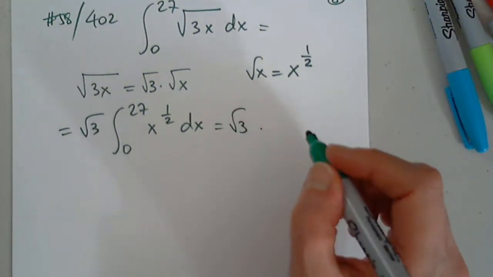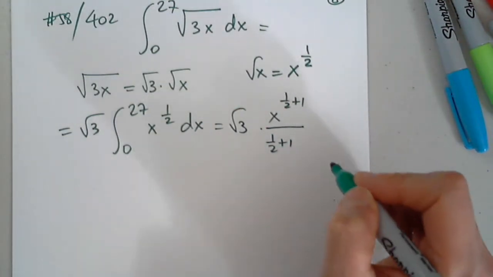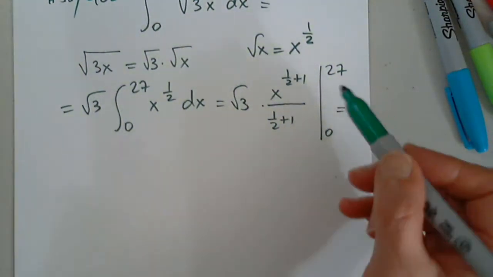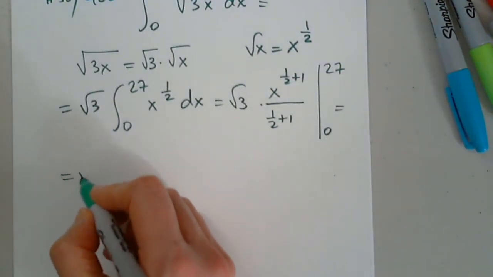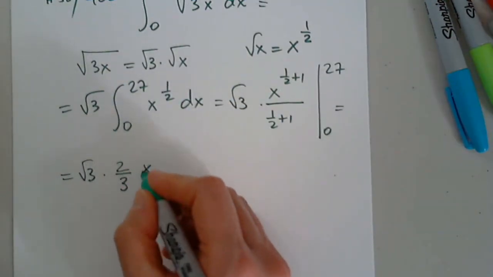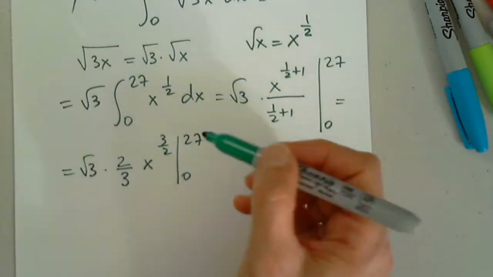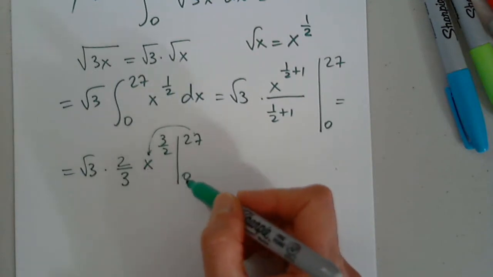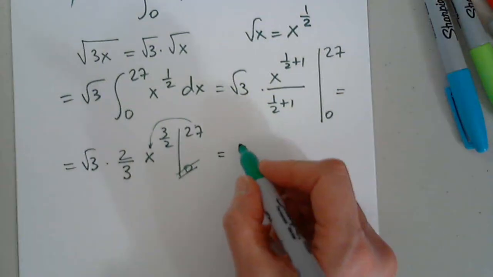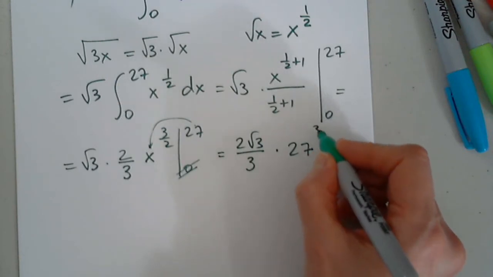So the square root of 3 times x to 1/2 plus 1 over 1/2 plus 1 from 0 to 27. I know that this is 3/2 and this is 3/2, so I have the square root of 3. 3/2 gets flipped into 2/3, and x to 3/2 from 0 to 27. We will plug in 27 and we subtract when we plug in 0. I will not do that because when I plug in 0, it will be 0. So then it's 2 the square root of 3 over 3 multiplied by 27 raised to 3/2.